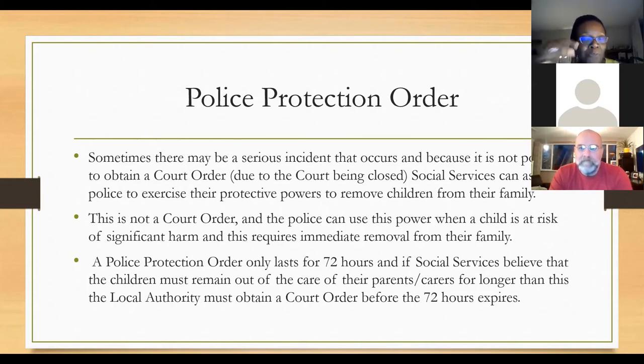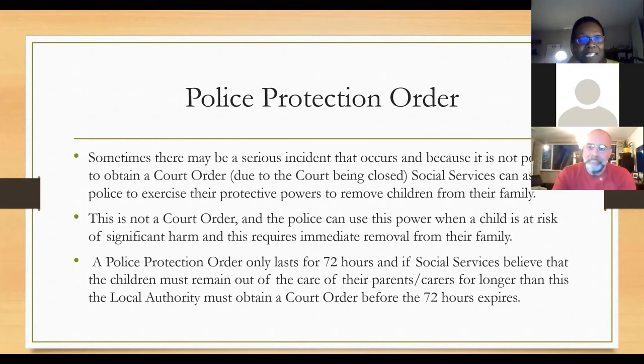If the local authority believe that the child must remain out of care, so if there are serious concerns about the child's welfare, then the local authority can apply for a court order before the 72 hours expires. So with a police protection order, the police would then contact the local authority to request that this child is placed in foster care for 72 hours. Okay, so this doesn't happen very often. It's generally where, for example, a neighbour has been in touch with, say, the NSPCC to say that they're hearing a child crying in a flat by themselves. And so then the police will come round and discover that child is there by themselves. And the police can then apply for a police protection order.